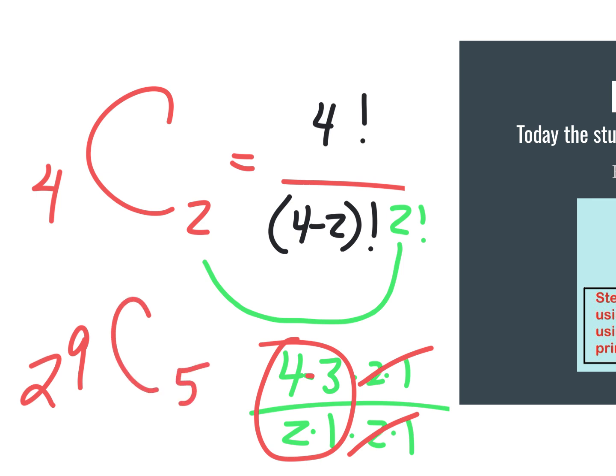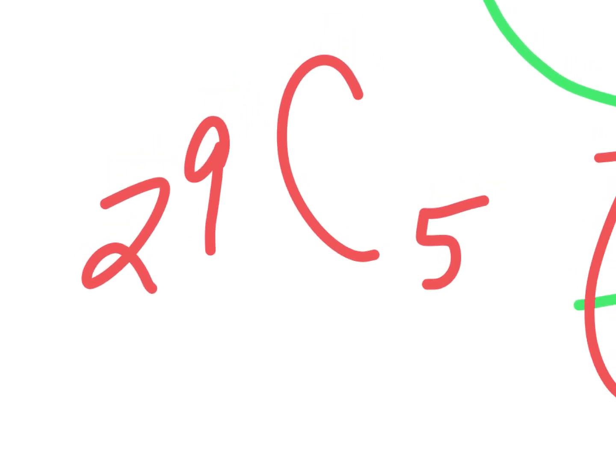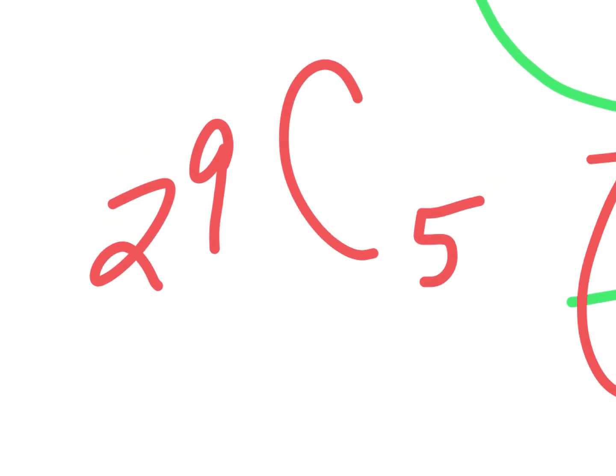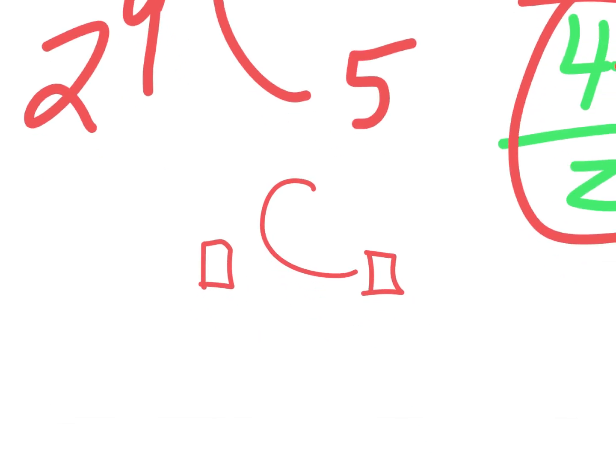So, for instance, 29C5. Nobody in here is going to want to have to do that in their head. So let me show you how to put that into a calculator directly. I don't mean 29 factorial over 24 factorial, blah, blah, blah. There's a way to just put that in. It looks like this if you're doing it right. It'll be something C something, and I'm going to show you where that lives.